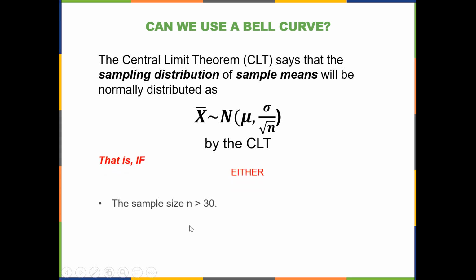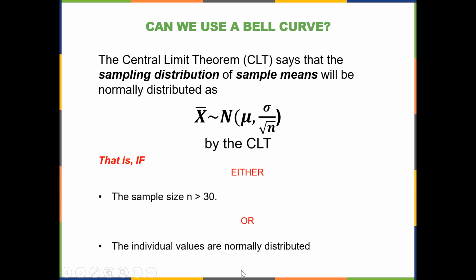This is true if either the sample size n is greater than 30, or if the original population is normally distributed. So we check for that. We check the central limit theorem, we make sure it applies. That way we know we can use a bell curve.